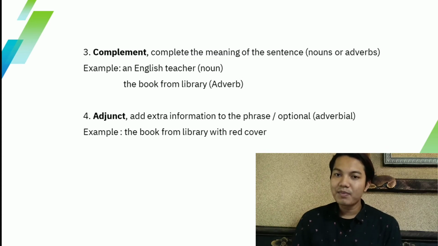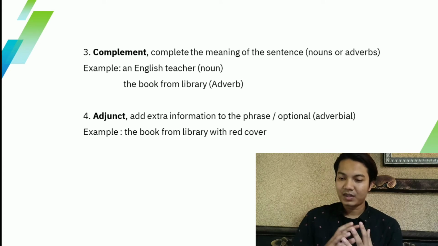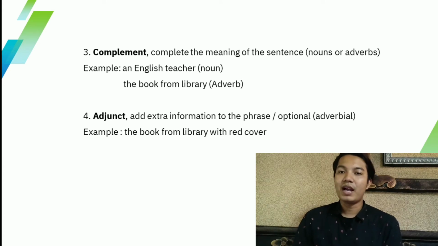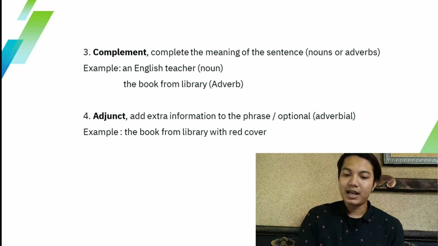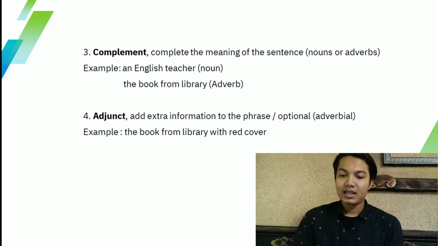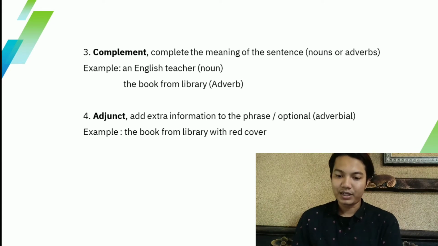And the example of complement in the form of adverb is book from library. Book is a head of phrase. From library is an adverb complement of its phrase.